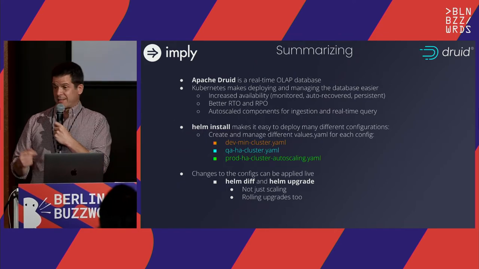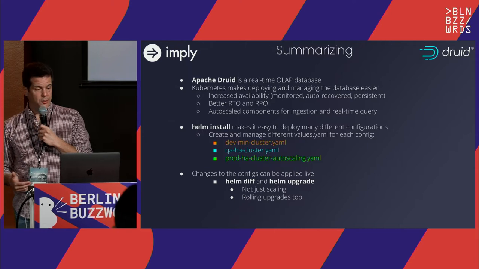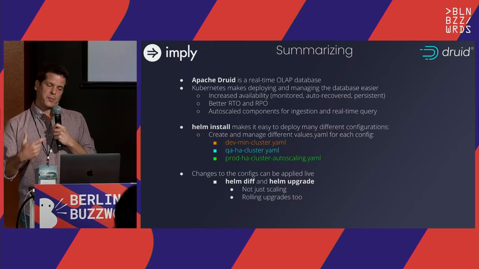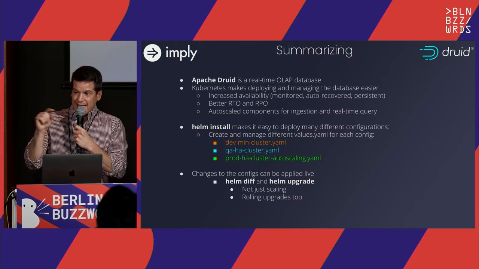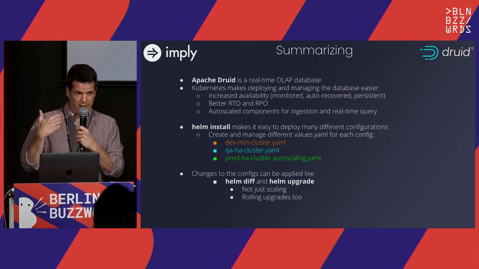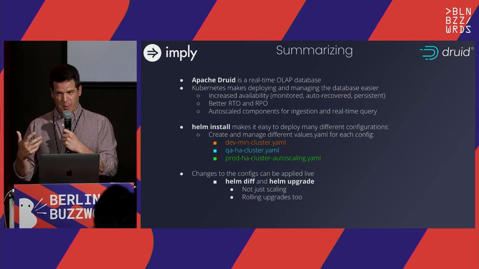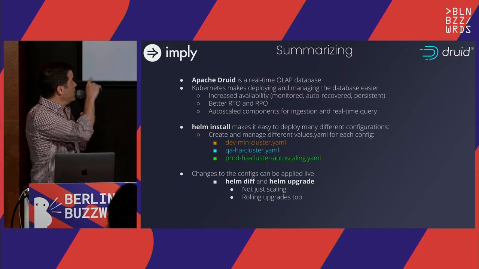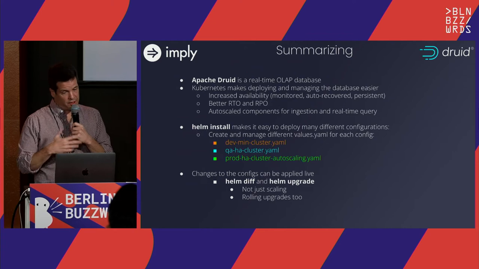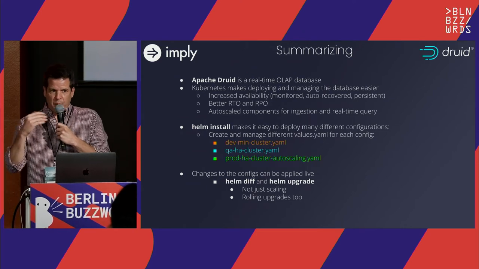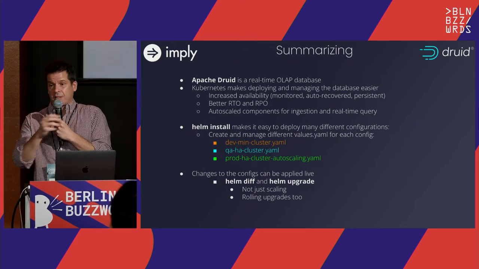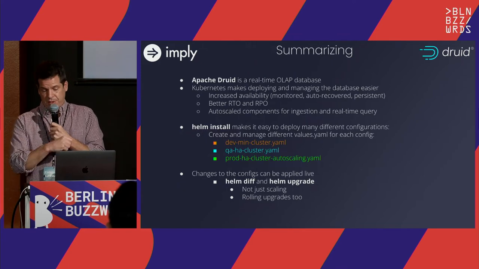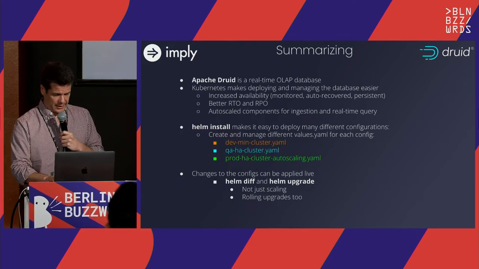The Helm install makes it really easy to deploy new clusters. What we see is people defining different sets of values that are the overrides to the normal default parameters. So you have things like a minimum cluster for development and a QA cluster, and you have those predefined, so you can deploy as many of these clusters as you want fairly easily by just doing a Helm install command.